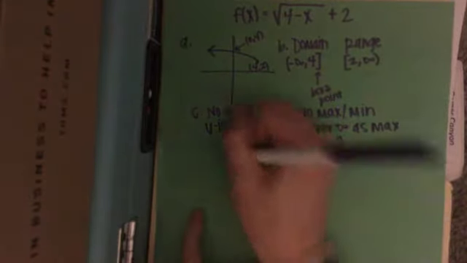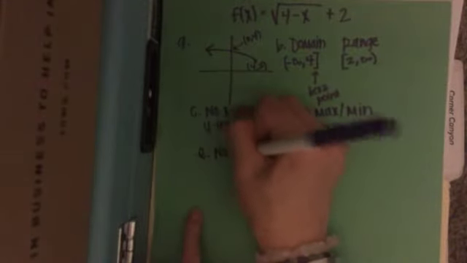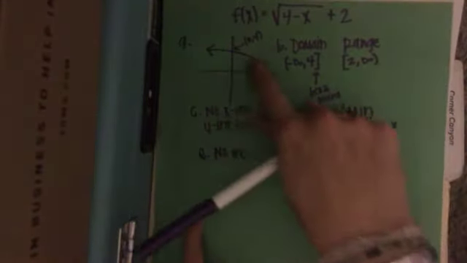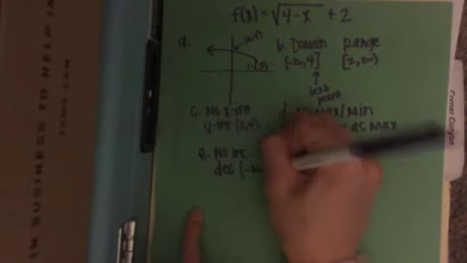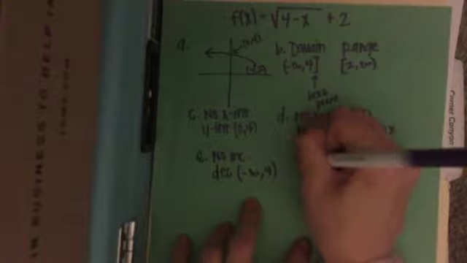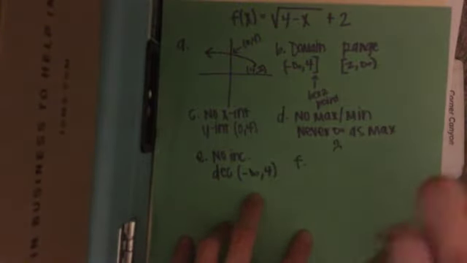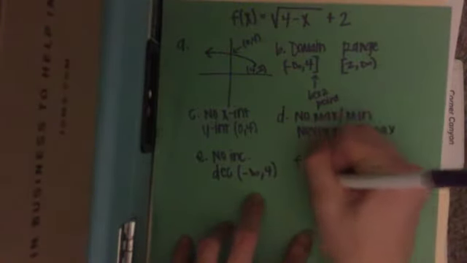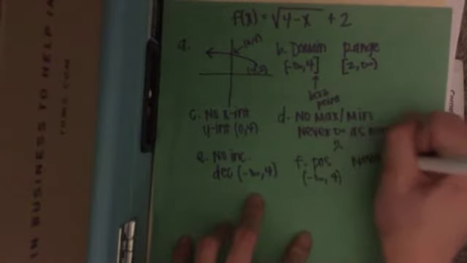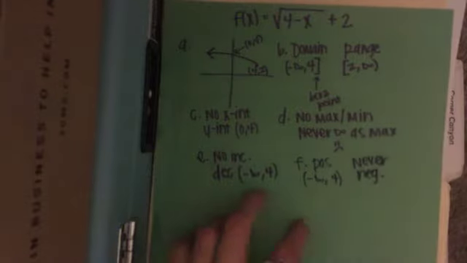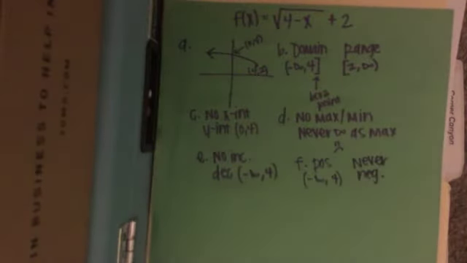Increasing and decreasing. So this function is never increasing, so there are no increasing intervals. It is always decreasing though, so it is decreasing from negative infinity to 4. Positive and negative. So this is always positive, so this is positive from negative infinity to 4, and it's never negative. It's never below the x-axis.